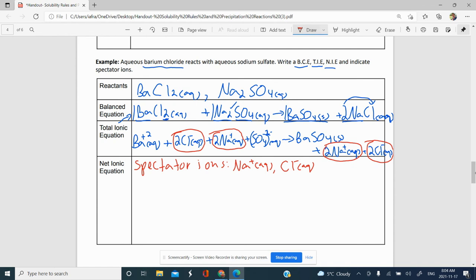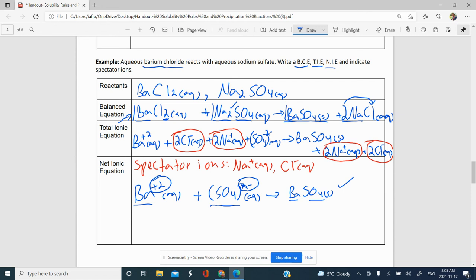And what we're left with at the end, let's write that out, is our Ba 2+ (aq) plus our sulfate, 2-, (aq). Make sure you put states. And then that produces our BaSO4 solid. So we have 1 barium, 1 barium, 1 sulfate, 1 sulfate. Charges are both the same because 2 minus and 2 plus is 0, and over here 0. And this is our net ionic equation.